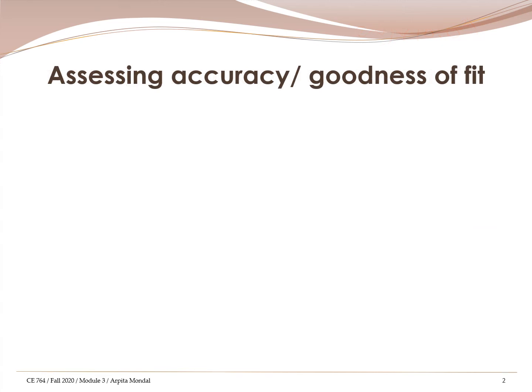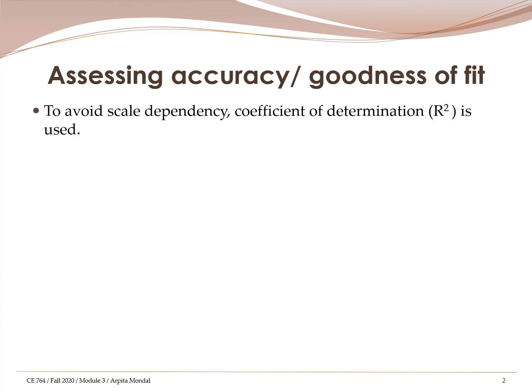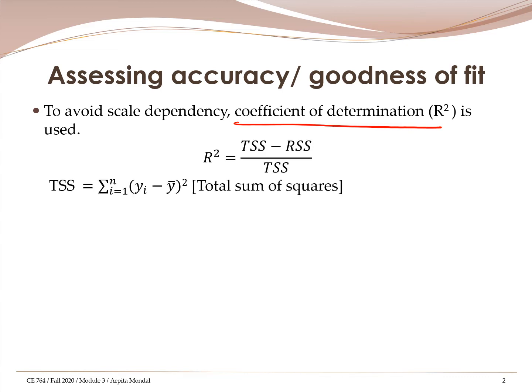In order to arrive at a scale-free index for assessing the accuracy of a simple linear regression model, we use an index which is called the coefficient of determination. And this we write as TSS minus RSS divided by TSS, where, of course, RSS we already know is the residual sum of squares, which is nothing but the sum of squares of all the differences between the observed and predicted values, right? So TSS minus RSS divided by TSS is called the coefficient of determination, and I'm telling you that it's a scale-free measure of how good the model is doing.